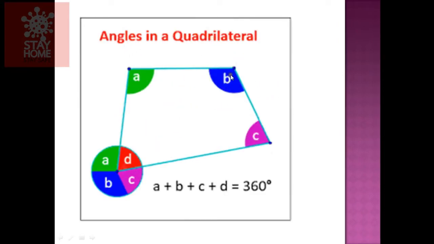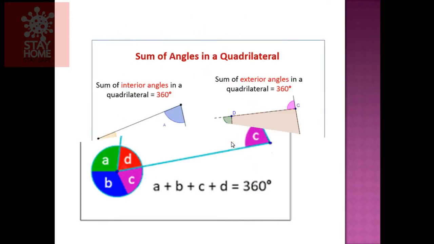Angles in the quadrilateral. Now in the quadrilateral, the sum of all four angles A, B, C, D would be 360. The sum of interior angles in the triangle was 180, and in the quadrilateral the sum of all the interior angles, these are the interior angles A, B, C and D, is equal to 360 always. This is the rule.